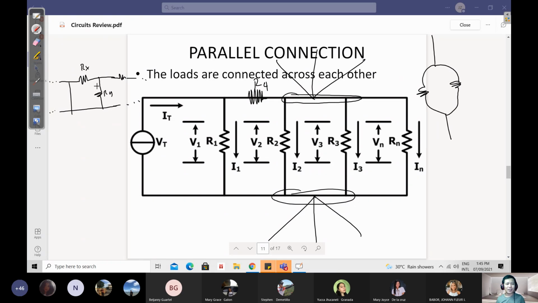Okay, RX, RY. Can they be considered parallel? Answer is yes. It's because both ends are connected to RX and RY. Let's say this part is connected to both of them. This part, you can trace from here to there, then back here, and it's still connected. So they can be considered as still connected at this end, and at the other end both of them are connected. So therefore RX and RY are parallel. Okay?